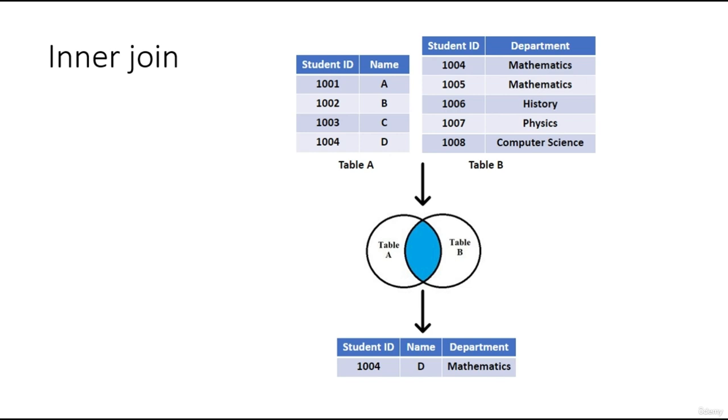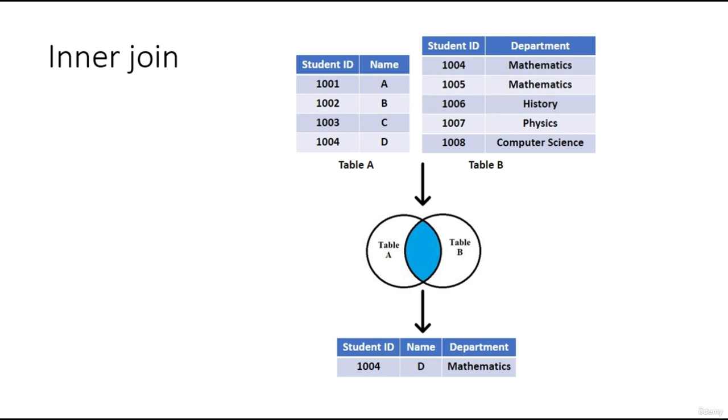First, we have inner join. Here you can see we have two tables given. One has student ID and name, and in the other table, student ID and department are given. Inner join says that IDs which are common in both tables will be returned, like the values which are common in both tables. So in the diagram, the common record, which is 1004, name D and department mathematics, will be returned. So this is called an inner join, where the common records between the two tables are returned.